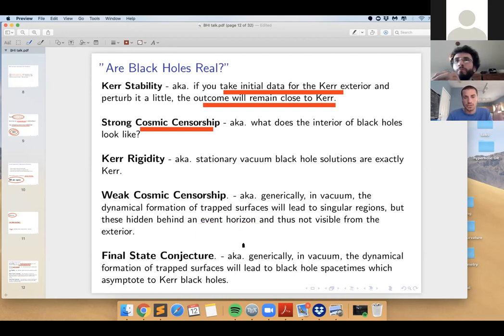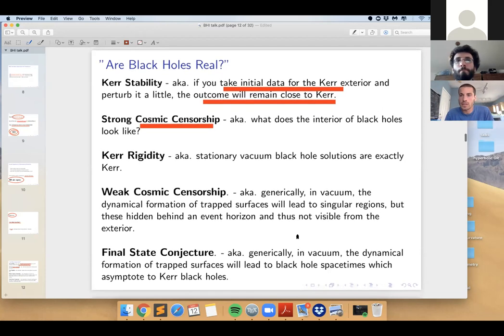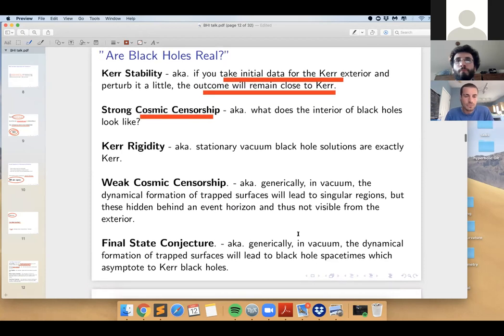And the final state conjecture is what Roger Penrose, in his 1972 paper, called the establishment viewpoint. And what it says is essentially that when gravitational collapse occurs, when a trapped surface, for instance, forms dynamically, then generically what will happen is that things will asymptote eventually to something like a Kerr black hole or a generalization thereof, if including matter fields, like, say, the Maxwell field.